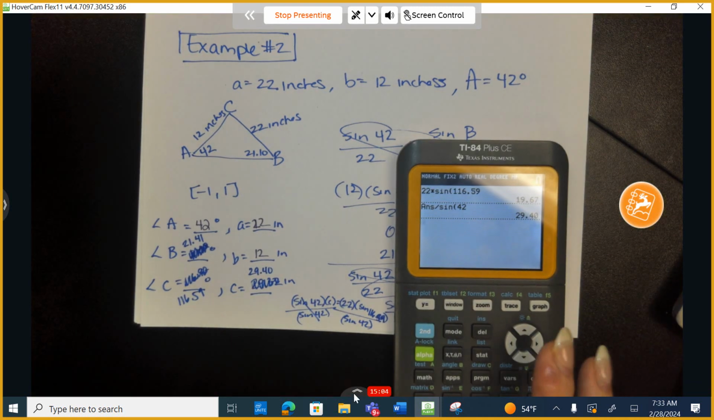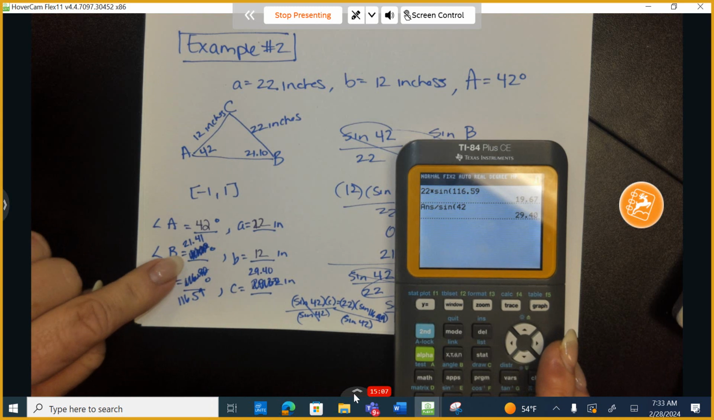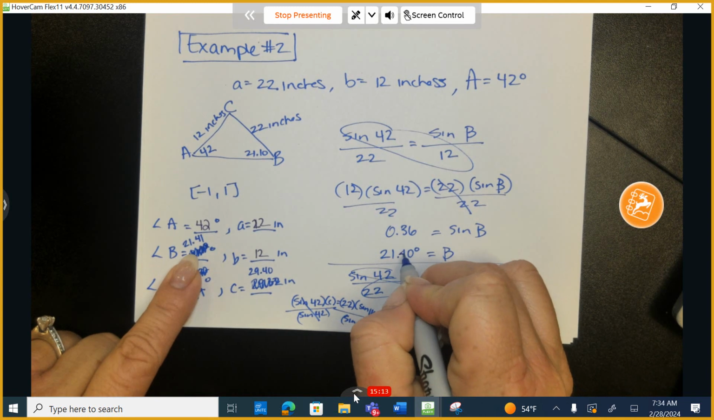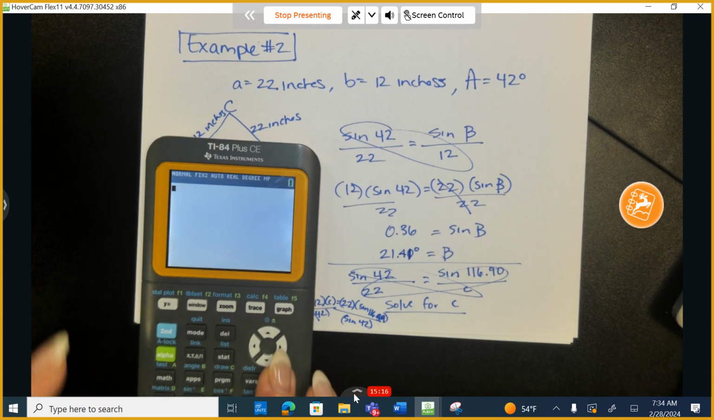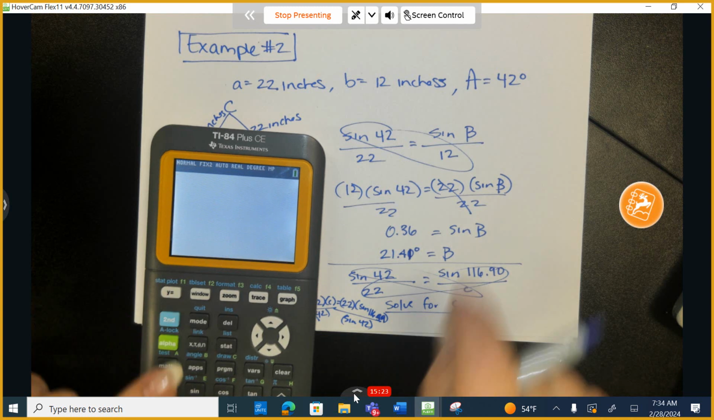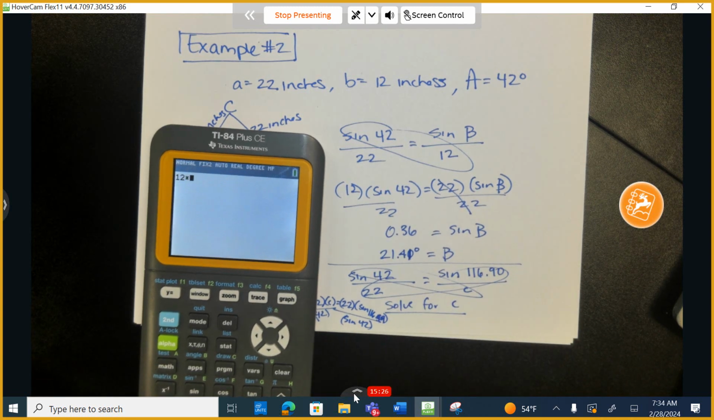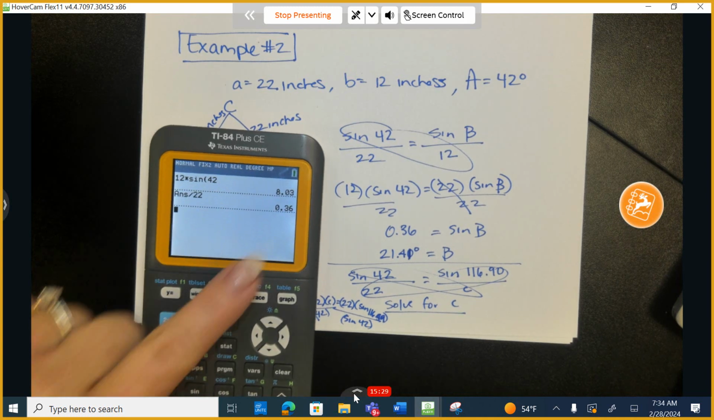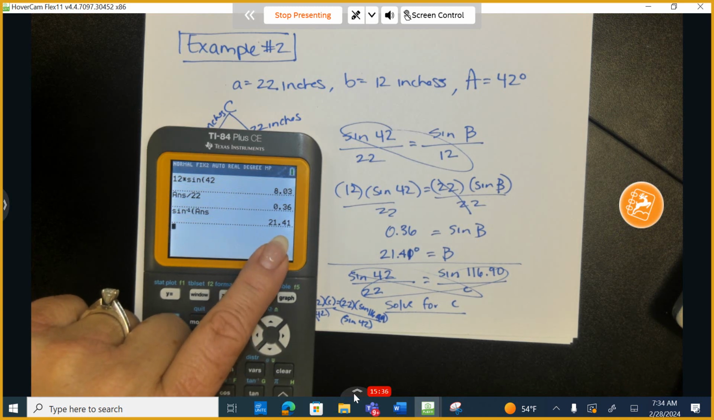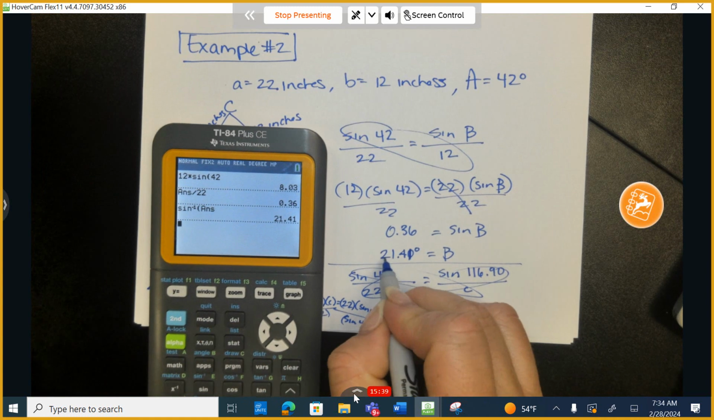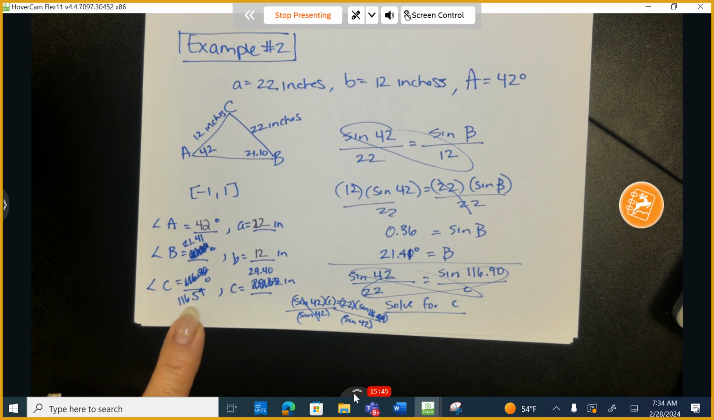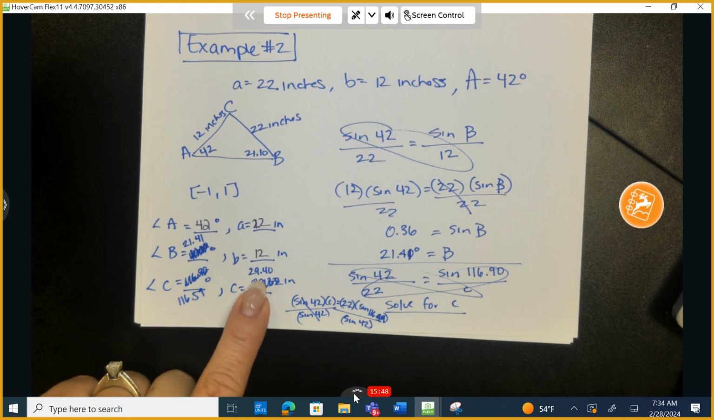For those that are rewatching this, I made a small mistake here in this initial calculation. When I figured out what angle B is, it should have been 21.41. And I can demonstrate that right now since you're not live with us. If I take 12 times the sine of 42 divided by 22, I have this answer, and I do inverse sine of that previous answer. You can see this is what I come up with. I did not have that down correctly. So I change this to 21.41, sorry. So when I add these up and subtract from 180, I get 116.59. I adjusted that and here's what I come up with for length C.